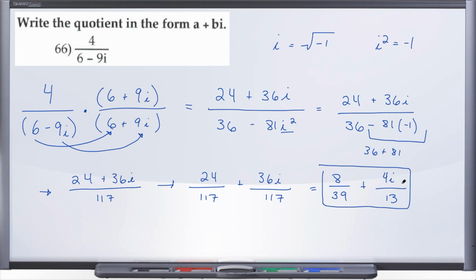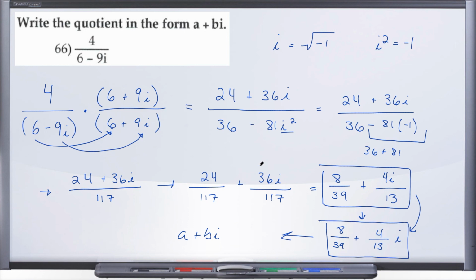Sometimes you might see this i written off to the side here. I'm not sure what our answer key says. So you might either see this, or you might see 8 over 39 plus 4 over 13 i. This way is more visually similar to the standard form a plus bi, which is what they're looking for, right? This would be a, this would be b, and then this is your i. But these two things are absolutely equivalent. So either way is fine.